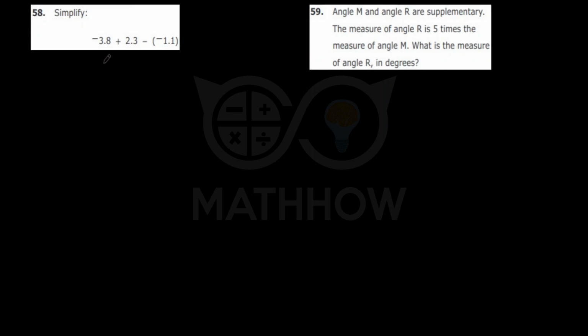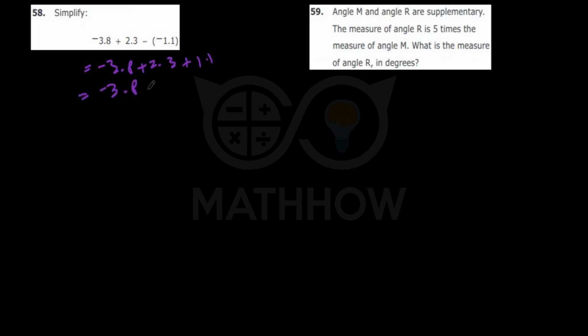Let's start with the first question, question number 58. Simplify minus 3.8 plus 2.3 minus into minus 1.1. First, evaluate this negative sign. This will change the sign of the number inside the bracket. So this will become minus 3.8 plus 2.3, and this will become plus 1.1.